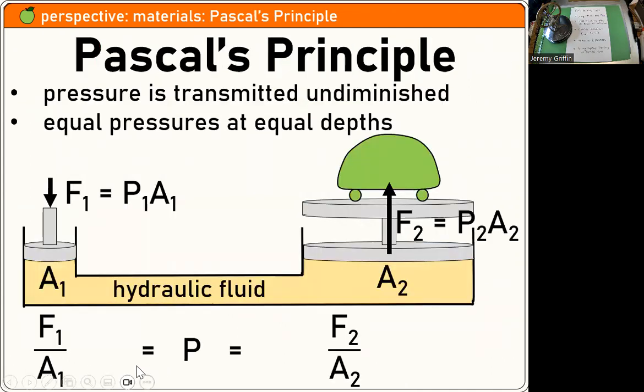Pascal's principle. What I'm showing here is what's called a hydraulic lift. You can get a mechanical advantage from this. You guys think this hydraulic fluid here has the same pressure everywhere? Yeah, same pressure everywhere. That's called Pascal's principle. Pressure is transmitted undiminished, is one way to say it.